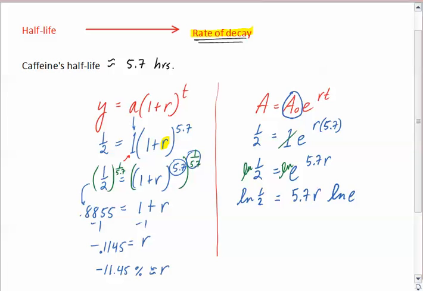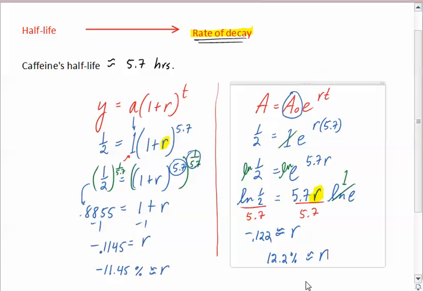Okay, here again is my r. I'm trying to get it alone. This actually is the number 1, so I don't need to worry about that. I'm going to divide now by 5.7, and I get that r is roughly negative 0.122, which means 12.2% is roughly my rate of decay.